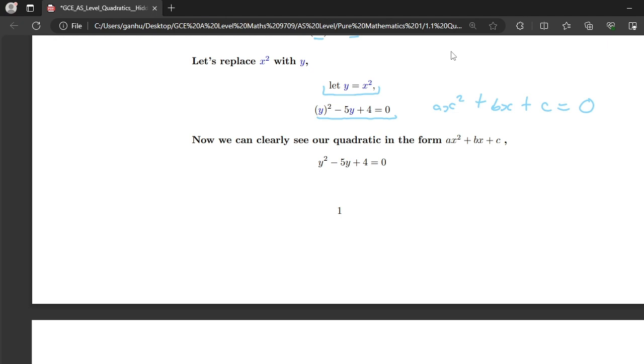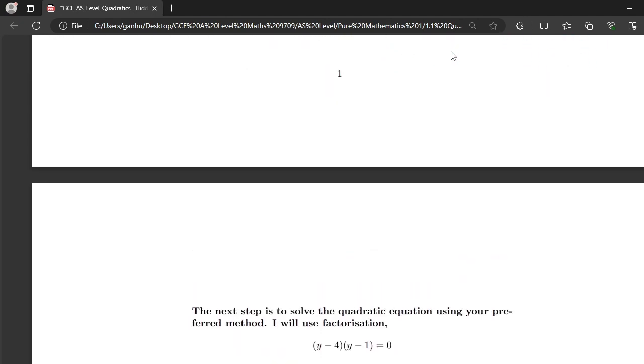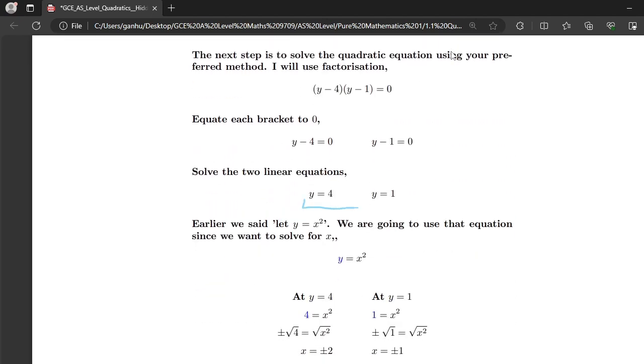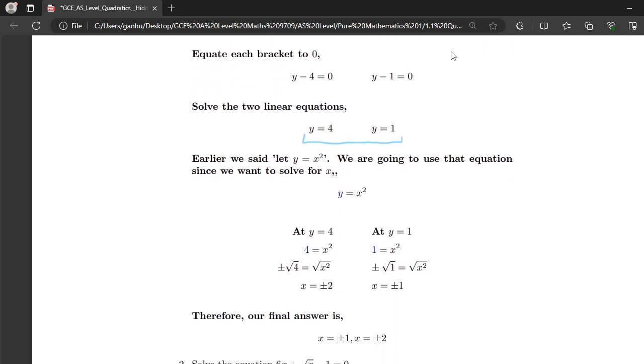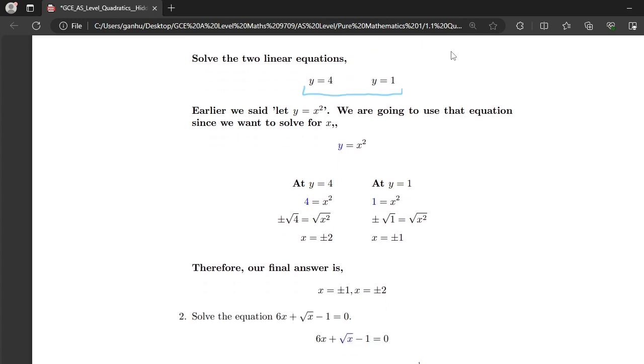Once we have this form, we can solve the quadratic equation, and in this case we have used factorization, and the roots that we get are y equals 4 and y equals 1. But remember that our original equation was in terms of x, so we have to get back to x. We'll use the statement that we created earlier, which is let y equal x squared. Since we have the values for y, we need to get the values for x, so we're using y equals x squared.